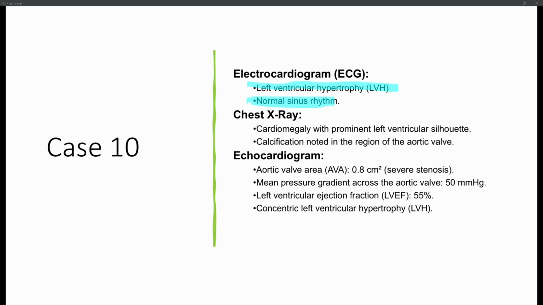So I can rule out any electrical problems for this person's heart issue because the heart is working the way it's supposed to work. Chest x-ray, cardiomegaly with a prominent left ventricular silhouette. So we know left ventricular is being hypertrophied. Now we've discovered many ways to prove LVH. PMI has been displaced, LVH. EKG shows LVH. Chest x-ray, LVH. And we'll see on the echo, also showing LVH. So the heart's been under stress for a long period of time. We've confirmed it on multiple diagnostics.